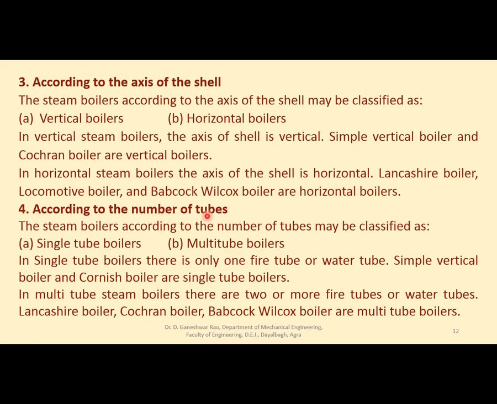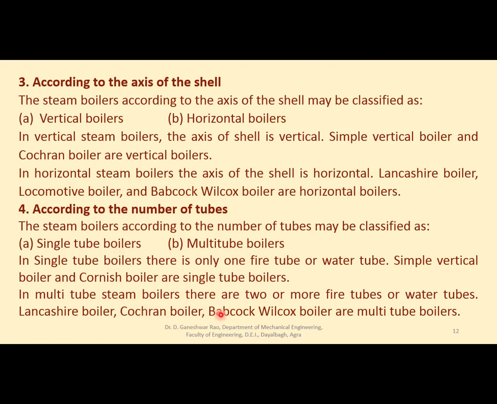Now, according to number of tubes through which water may pass or gases may pass, फायर ट्यूब के बॉयलर है तो गैसेस पास होंगी, वाटर ट्यूब बॉयलर है तो वाटर पास होगा. But in both cases if it is a single tube, these are called single tube boilers. If it has multi tubes, it will be called multi tube boiler. In single tube boilers, there is only one fire tube or water tube. Simple vertical boiler or Cornish boiler are the examples of single tube boilers.